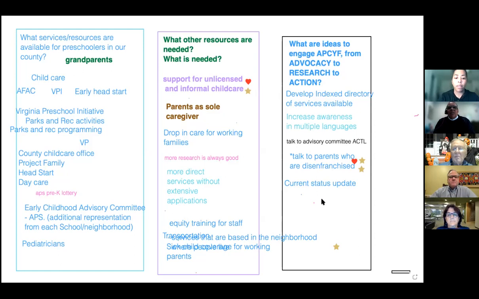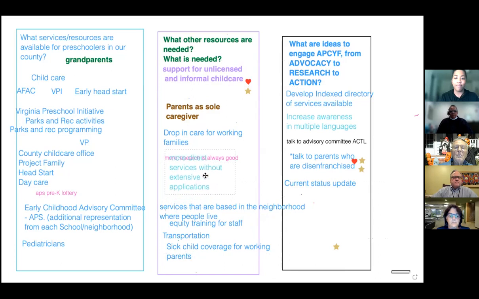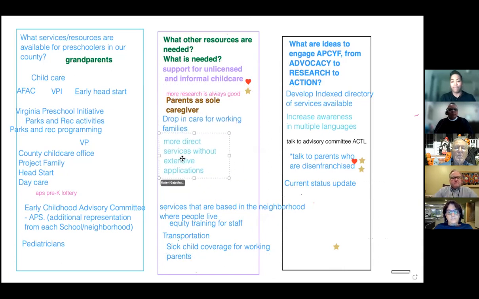And what are ideas to engage APCYF, from advocacy to research to action? You can speak to any of those three steps. As you can see, you can co-sign onto something. You don't have to necessarily repeat it. You can look through everything that has been already posted here, and hopefully it'll give you a little preview and jog your thoughts about adding something that you don't see.